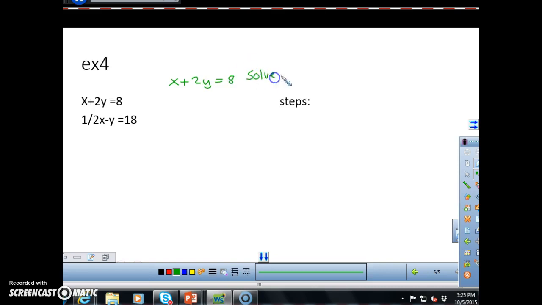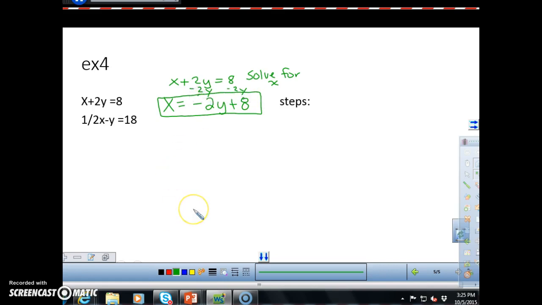All right, so we're going to solve the first one. So I'm going to minus 2y. So x equals negative 2y plus 8. Pick the variable that doesn't have a number in front. Step 2, substitute it into the other equation. So we have to take this and substitute it in for x. Because it says x equals.